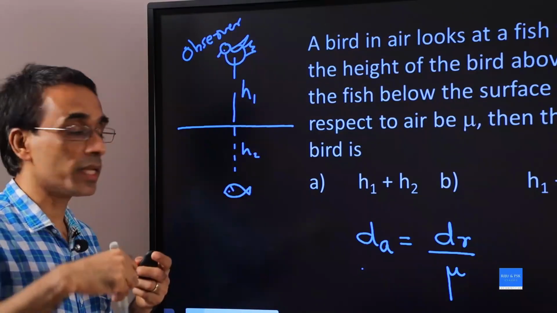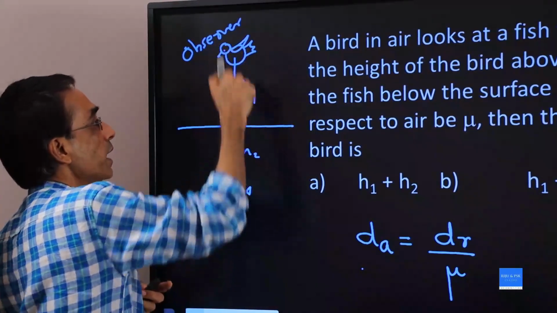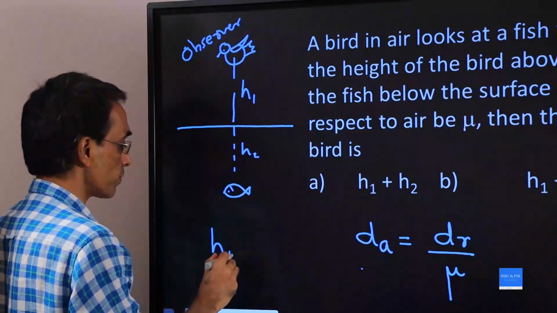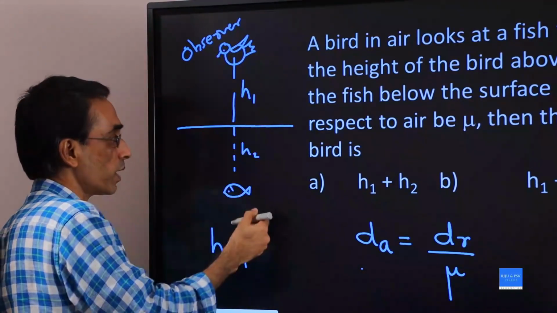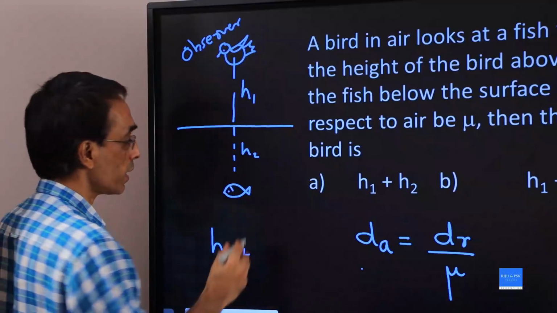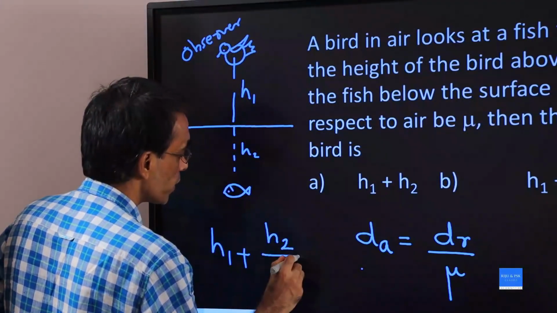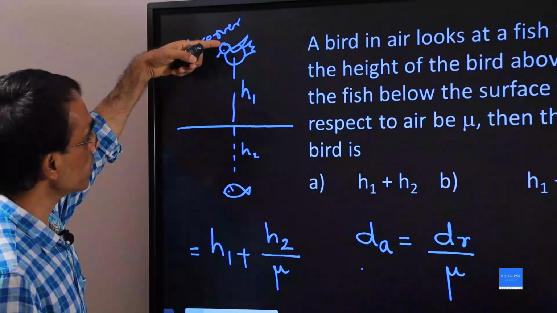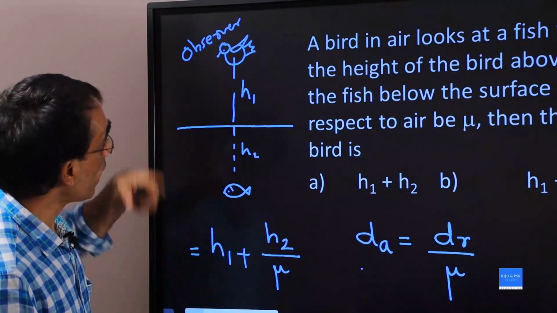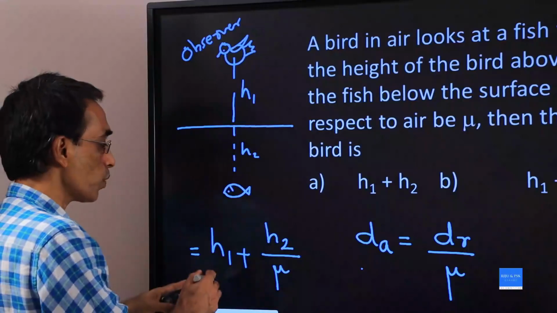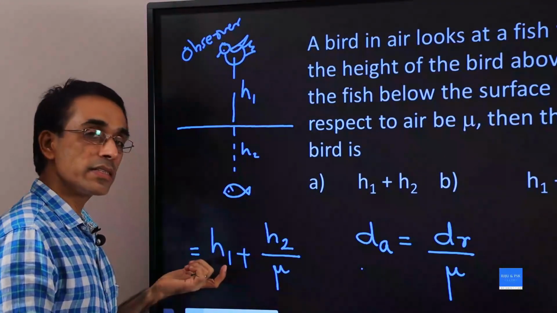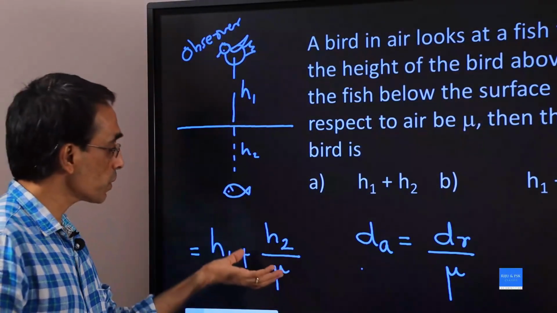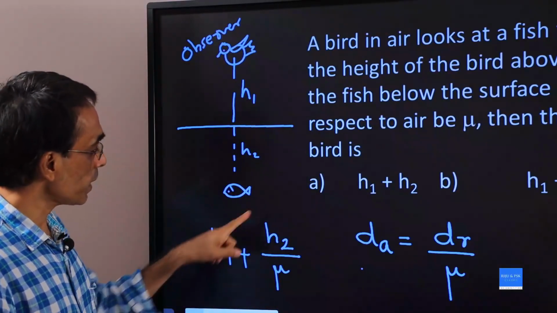So when you are in the same medium, the distances in the same medium will appear as H1 itself. So this distance will be seen as H1 itself, H1. But this one will appear as an apparent one, and that is calculated like actual depth divided by refractive index. So the distance from the bird to the fish as seen by the bird is H1 plus H2 by mu. This is seen as a real length, but this is seen as an apparent one. So this becomes shorter. Okay, H1 plus H2 by mu.